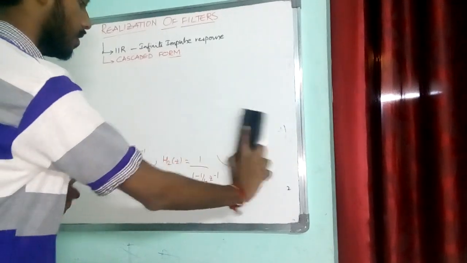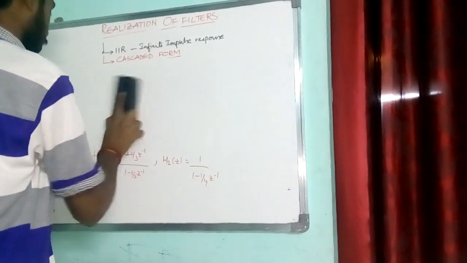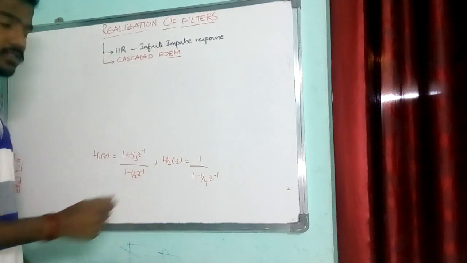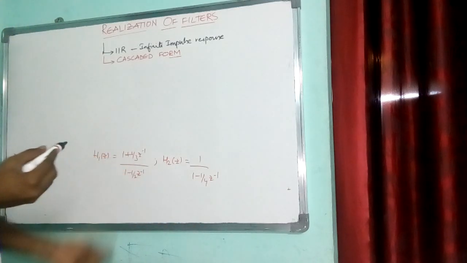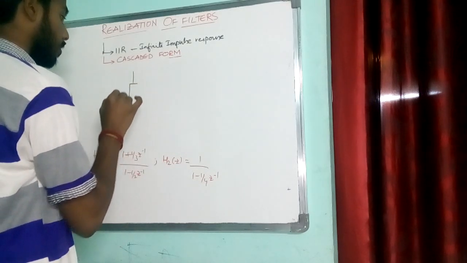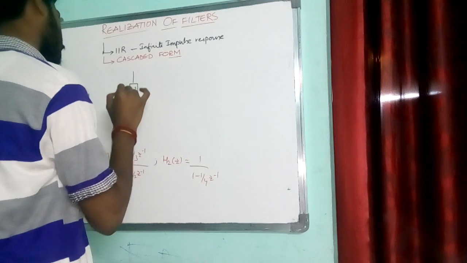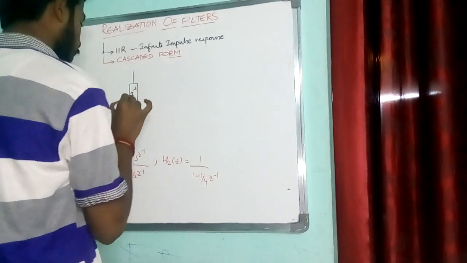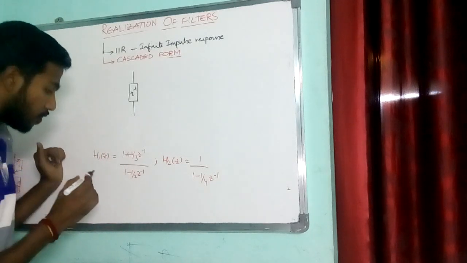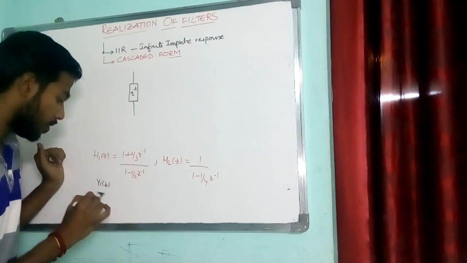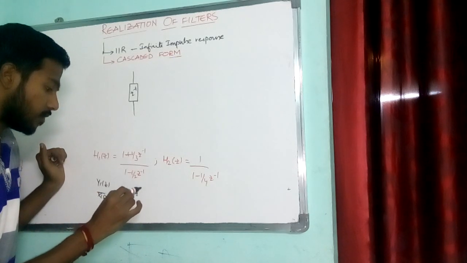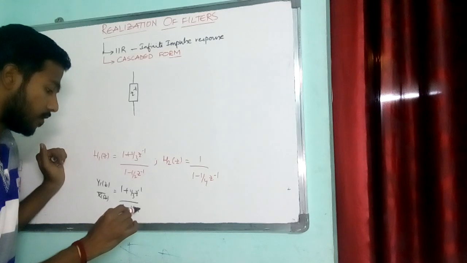Initially, here it is z inverse, so it is clear that I need to use only one delay for both the things. So only one delay. Next, what is my H1 of z? It is Y1 of z by X1 of z, which is 1 plus 1 by 3 z inverse by 1 minus half z inverse.